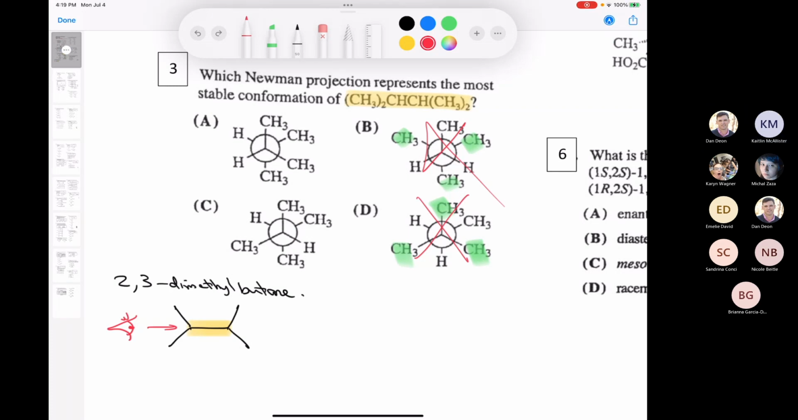C. So C, right? C would be the more stable one, okay? Does anybody remember the Gauche interaction? Gauche interaction.